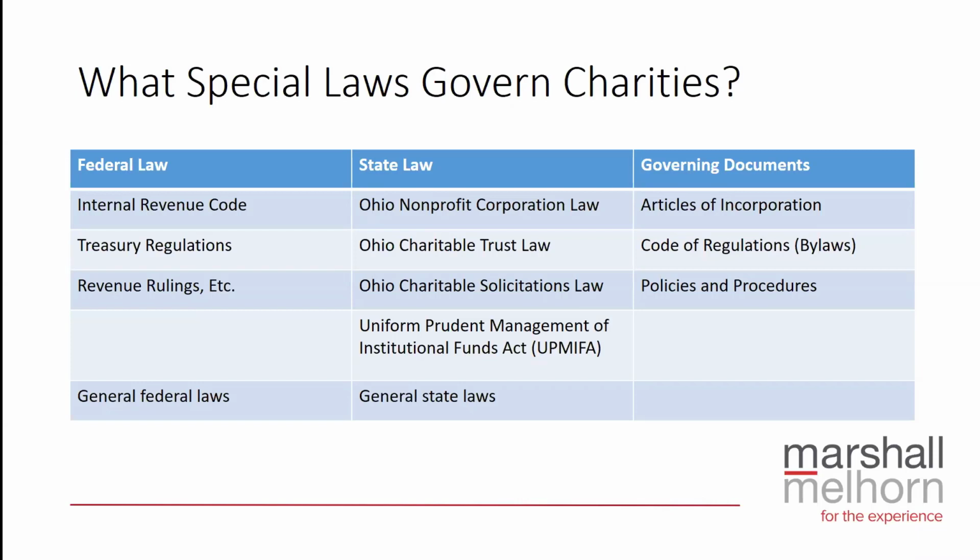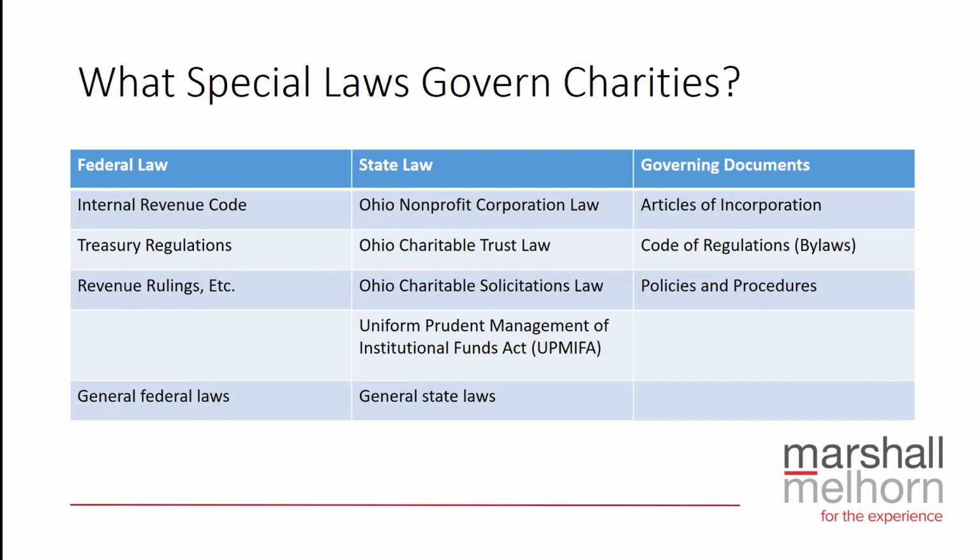There is also an Ohio Charitable Trust Law. As I said, that gives the Attorney General authority to require charities to register and file information each year. The Ohio Charitable Solicitations Law governs people who solicit charitable contributions. This applies not just to charities, but also to professional fundraisers. I won't get into exactly who's a professional fundraiser right now, but there are organizations.